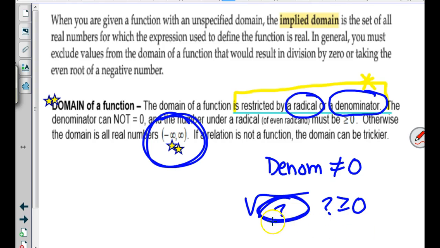If it was a cubed root, then we could take a cubed root of a negative number. Does everybody understand that? The cubed root of -8 is -2, because negative times negative times a negative, okay?